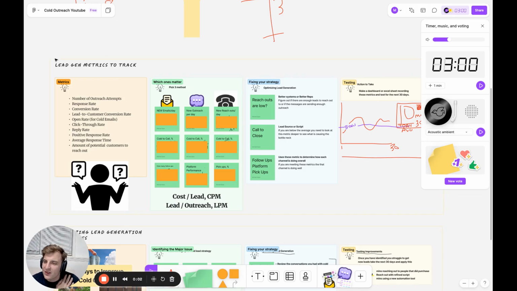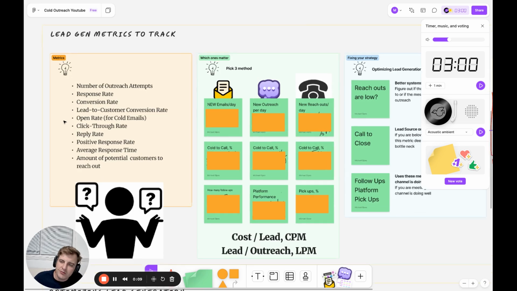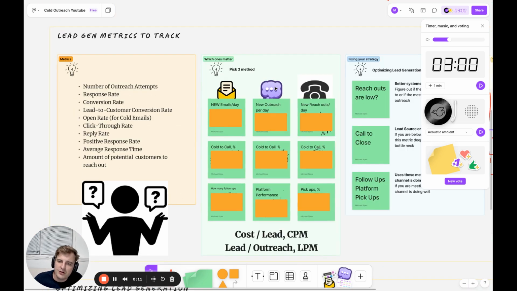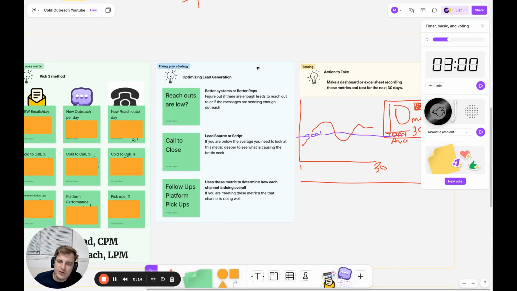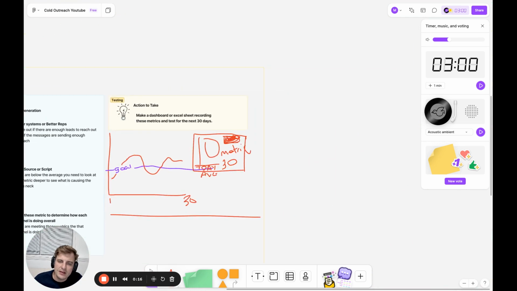Today, I'm going to go over lead generation metrics for cold outreach. I'm going to go over the types of metrics that we can track, which ones are actually most important, and then how to fix them, and then testing.